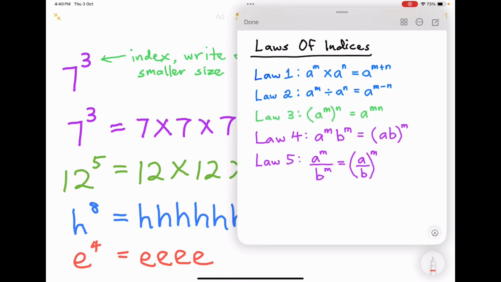These are the laws of indices that you normally see in your textbooks. There are too many laws. In this video, we will reduce the 5 laws to 3 laws. And we will use words to help us remember the laws. Because it's much easier to remember words than it is to memorize symbols.